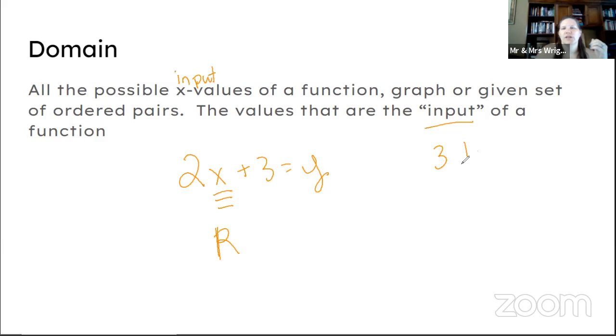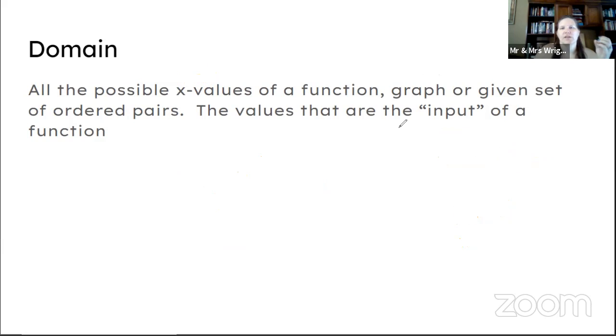So if you had something like 3 times 1 over x plus 2 equals y, you would now have a limit on the domain because there is something that x cannot be. Remember, we can never have 0 as a denominator in the domain. So the domain for x in this case would be x is not equal to 0, but x is all real numbers other than that, right? So domain is going to be all possible inputs for the function.